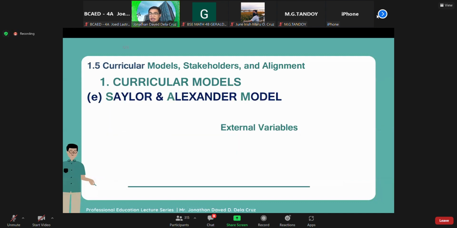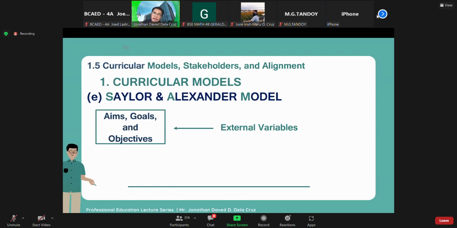Okay, we also have SAM. SAM is Saylor and Alexander model. They are largely influenced by external variables. Ano nga ba yung mga external variables? We have the society, the national government agencies, non-government agencies, the society per se, no, the parents, okay? So, ayun yung magde-define ng aims, goals, and objectives niya. So, yung kay Hilda Taba, manggagaling sa student, yung kay Ralph Tyler, yung galing sa mismo sa school, itong kay Sam, manggagaling sa demand ng society or manggagaling sa hinihingi ng society.